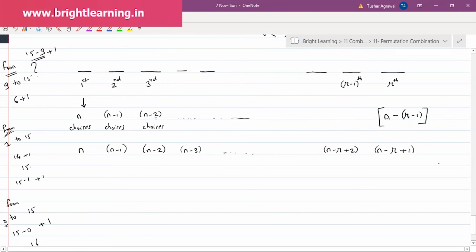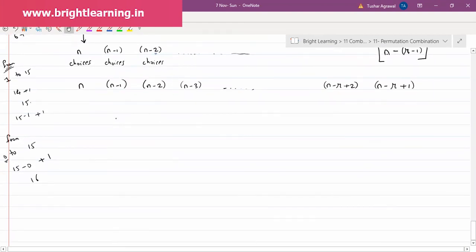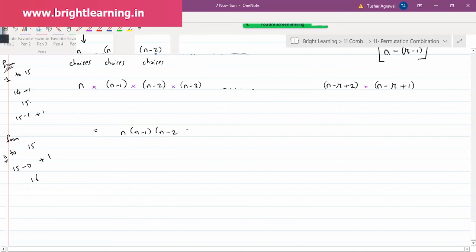From left to right it is decreasing, from right to left it is increasing. So in total there are r positions. So the final answer, all in multiplication, is n into n minus 1 into n minus 2 into n minus 3 and so on, up to the last integer that we have. We have to stop our process at n minus r plus 1. So this is so complicated to remember.